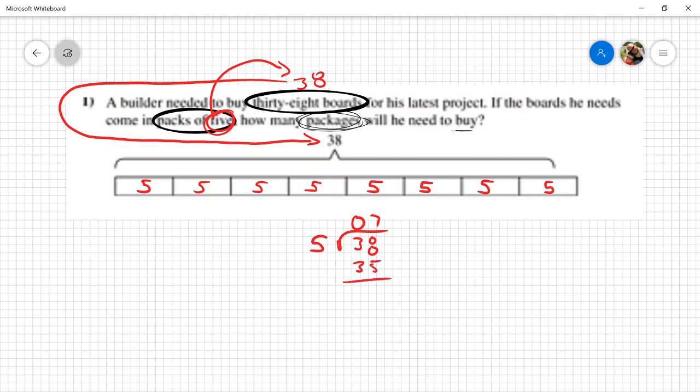Seven times five is 35. 38 minus 35 is three. He still needs three more. Okay? So let's go back to the tape diagram. So I have one, two, three, four, five, six, seven. This seven matches this seven. But remember, he still needs three more.